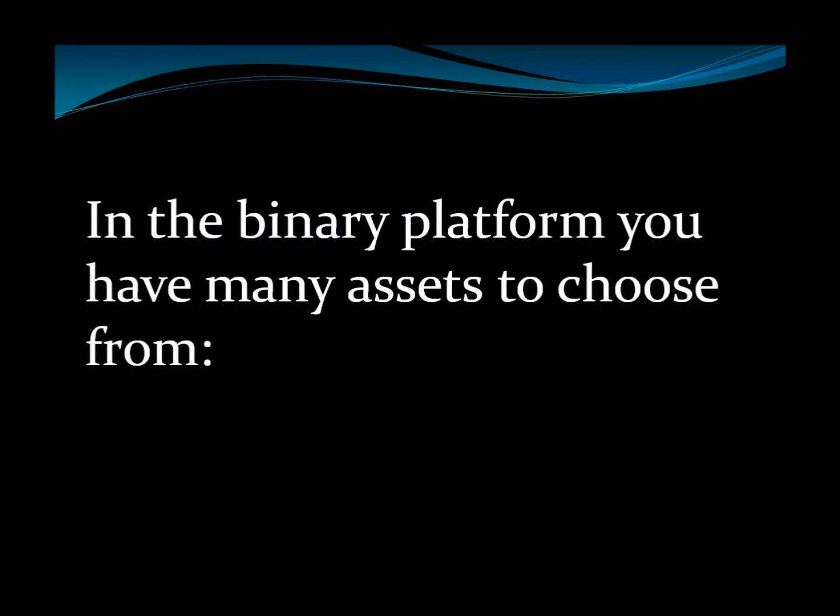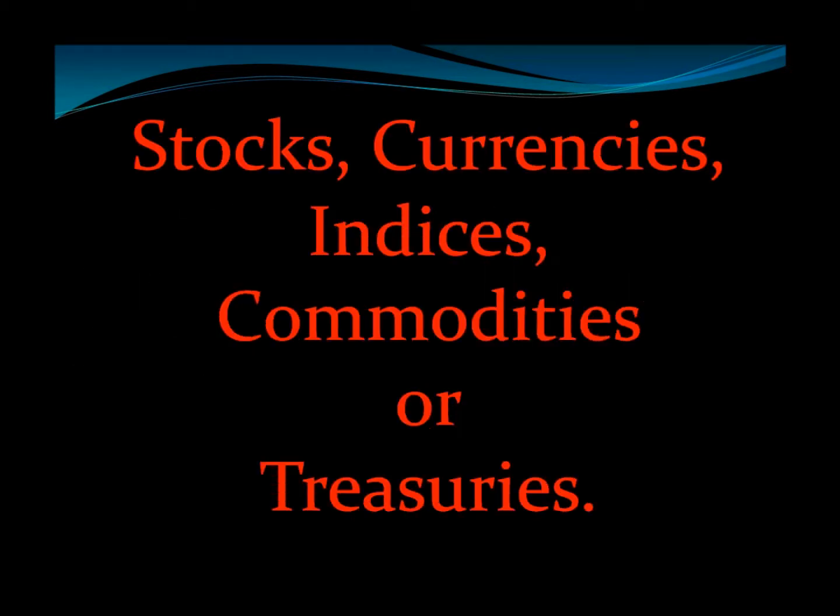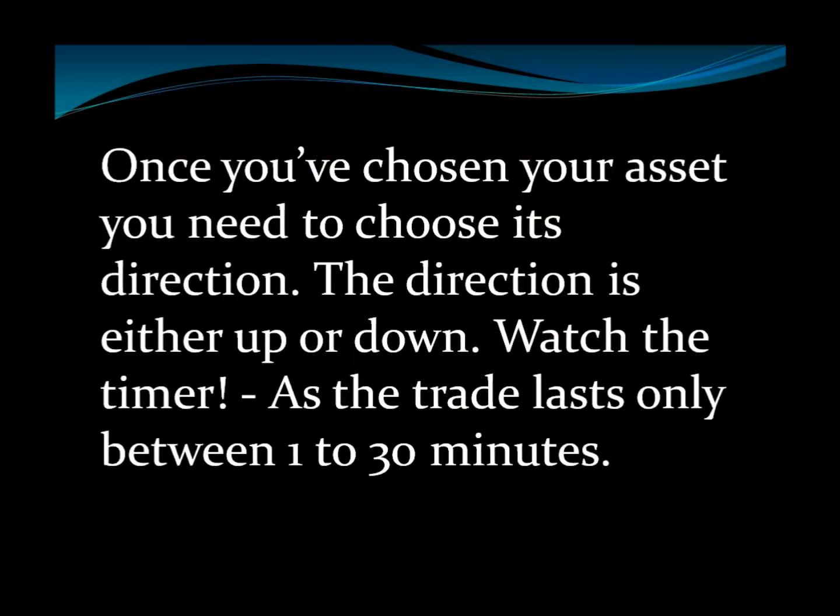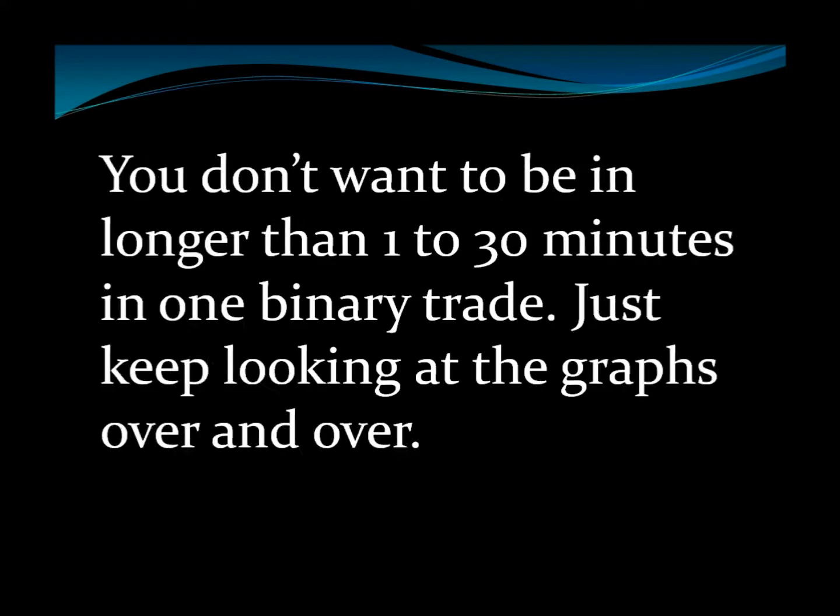In the binary platform, you have many assets to choose from: stocks, currencies, indices, commodities, or treasuries. Once you've chosen your asset, you need to choose its direction. The direction is either up or down. Watch the timer, as the trade lasts only between 1 to 30 minutes. You don't want to be in longer than 1 to 30 minutes in one binary trade.